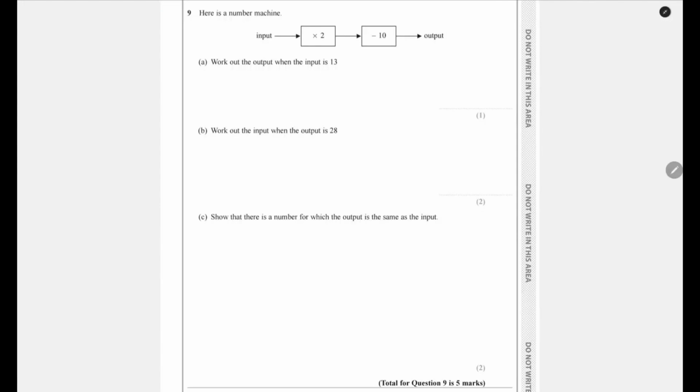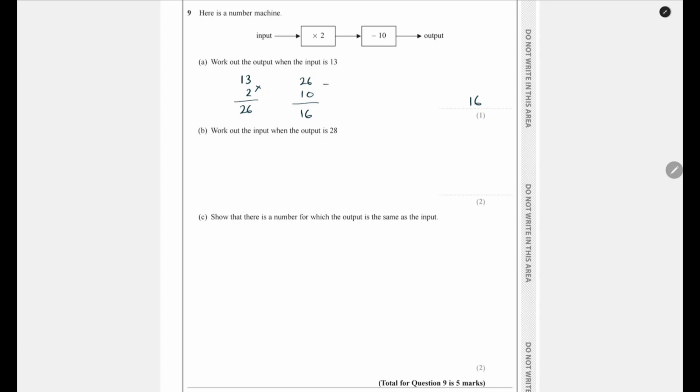Question 9 says, here is a number machine. Part A is asking us to work out the output when the input is 13. So if the input is 13, the first thing that the number machine does is multiply by 2. So 13 multiplied by 2 is 26. We then subtract 10. So 26 minus 10 is 16.